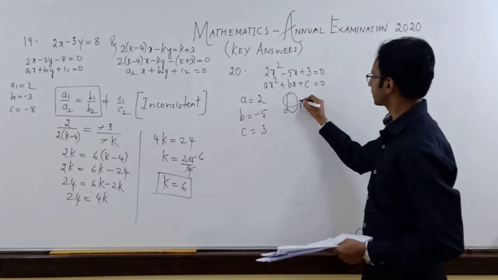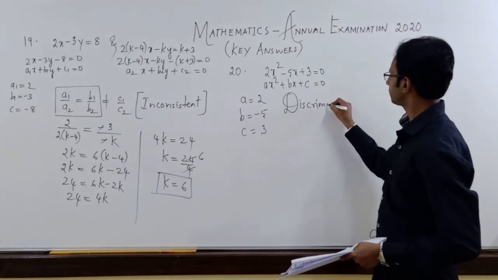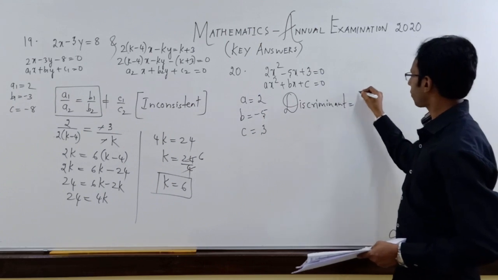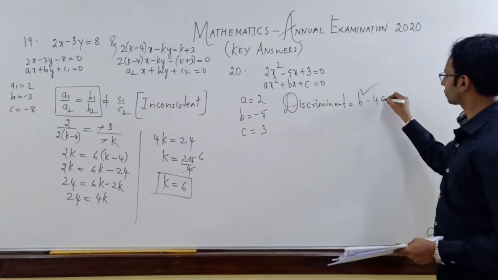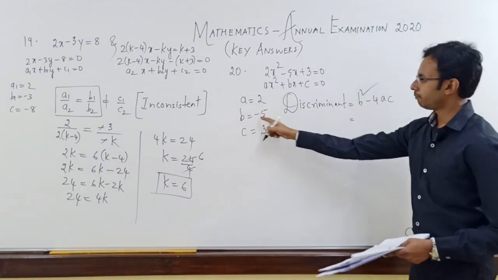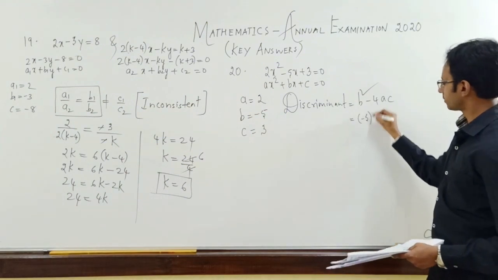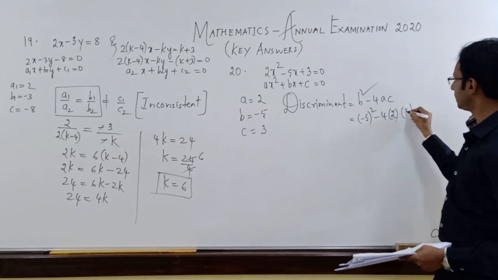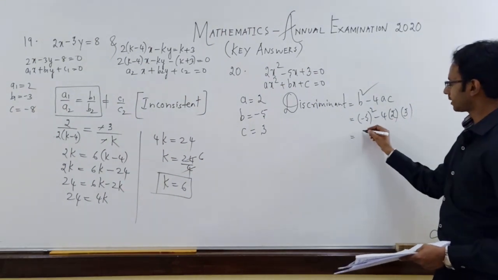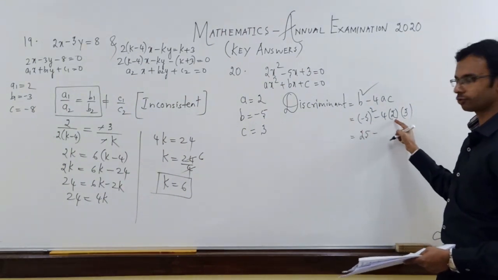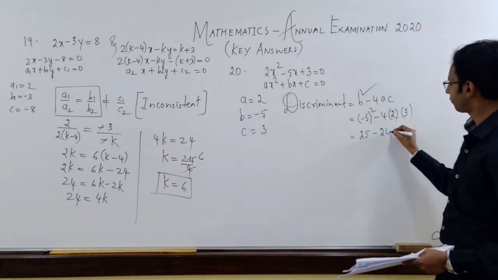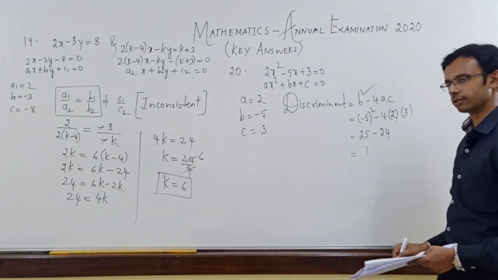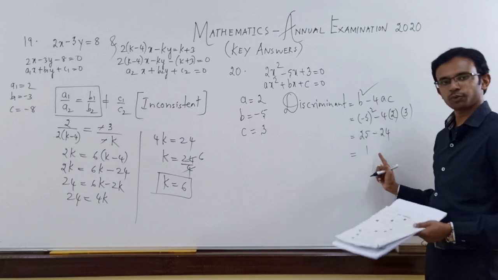First we will calculate the discriminant. Discriminant formula you all know, it is b square minus 4ac. B value is minus 5, minus 4ac. A is 2 and c is 3. Minus 5 square will give you 25. 4 2s are 8. 8 3s are 24. 25 minus 24 is 1. So discriminant value is 1. You get 1 mark here.